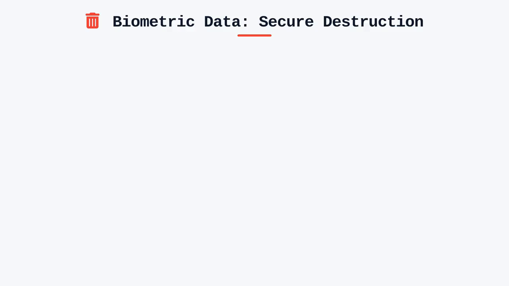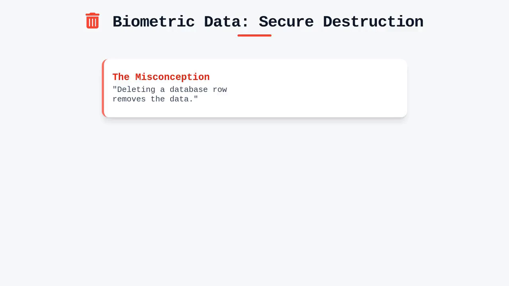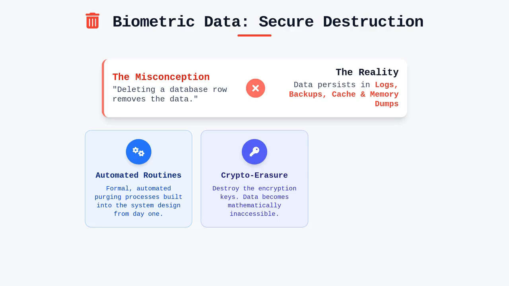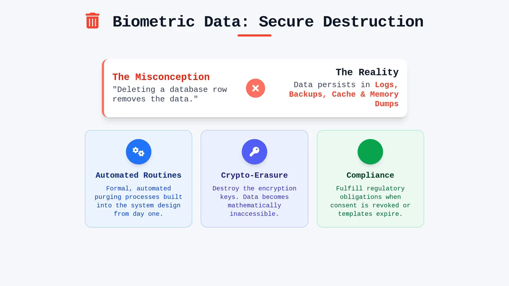The life cycle of biometric data ends with secure destruction. We must move away from the misconception that simply deleting a database row removes the data. Because biometric data can be persisted in logs, backups, cache files, or memory dumps, we need formal, automated routines to purge these assets. Secure deletion must be cryptographically sound, meaning we should delete the key used to encrypt the template if we are managing our secrets correctly. Once the key is destroyed, the data becomes effectively inaccessible, fulfilling our regulatory obligations for data erasure.